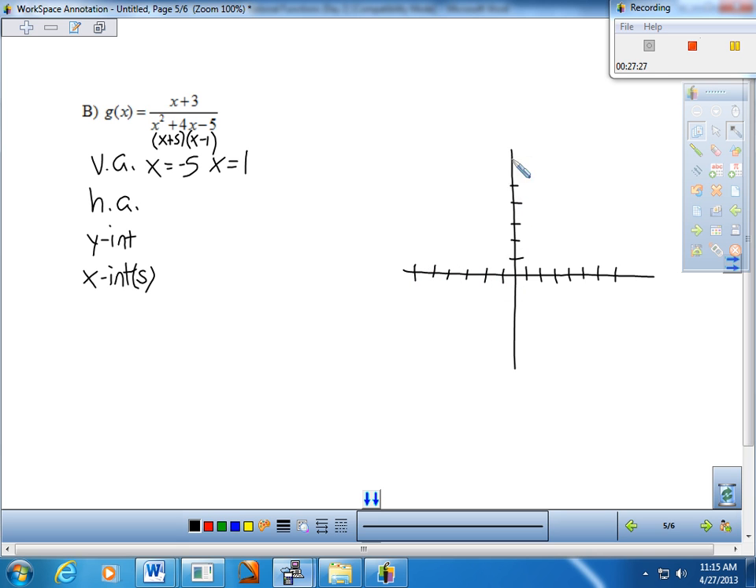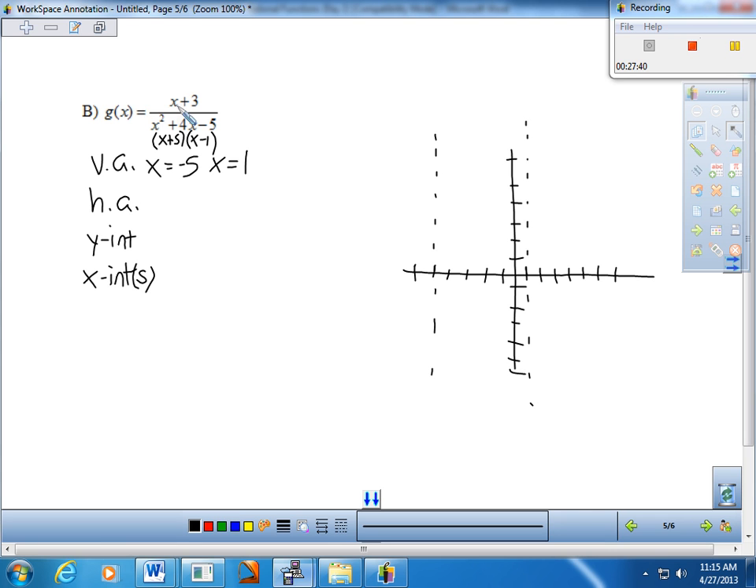Give me some tick marks if you get a chance. All right, so what did we say? 1 at negative 5. 1, 2, 3, 4, 5. There it is. Great. 1 at positive 1. There's another one. Cool.